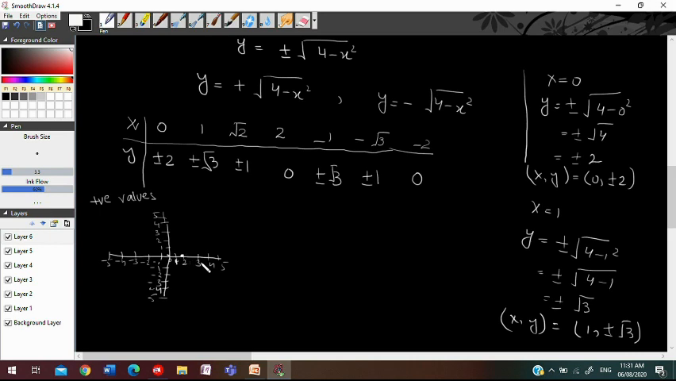Under root 3 means we have the value of less than 2, 1.73, I think, the value of under root 3. So here for 1 we have this value between this 2 and 1. Now for under root 2, whenever we have under root 2, we have this value +-1. At y-axis we have +1, this value.